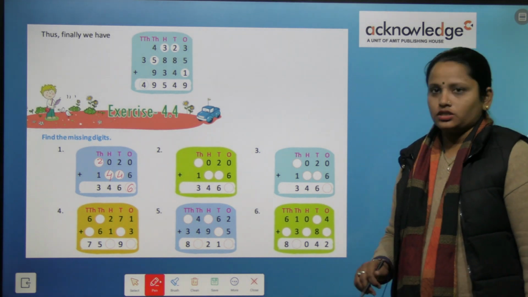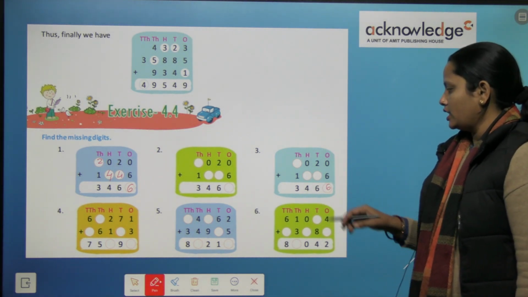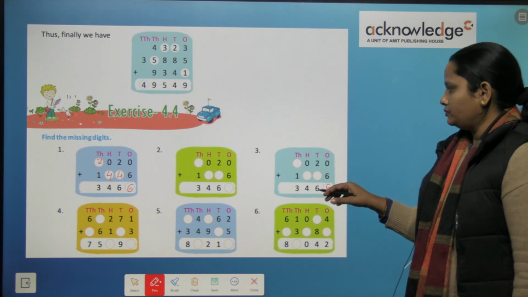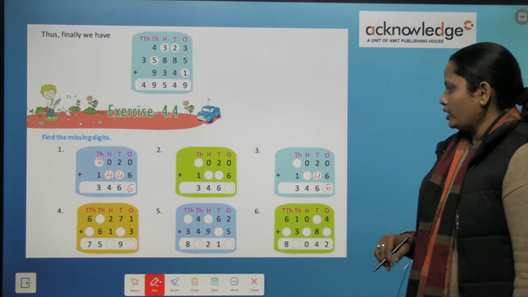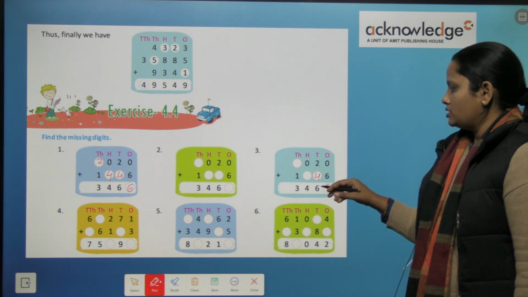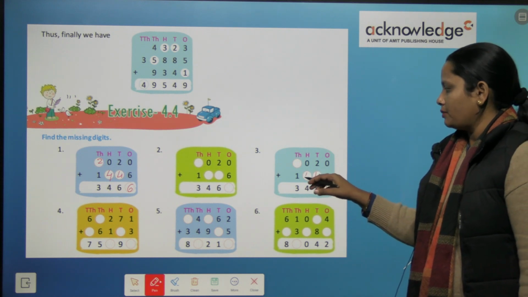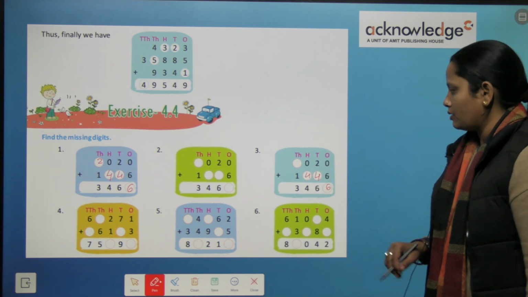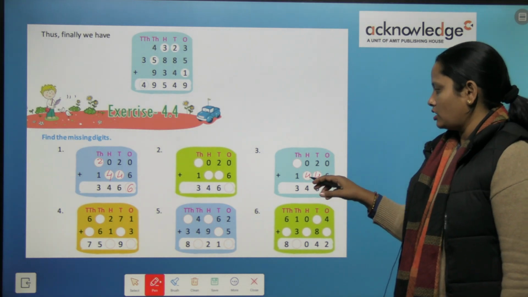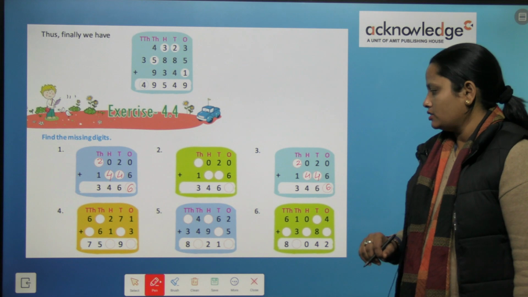Now let's do this third question. 6 plus 0 is 6 again. Again, यहाँ पे हमें 4 लिखना है. Next, 4 plus 2 is 6. अब यहाँ 4 दिया हुआ है. यहाँ पे क्या लिखना है? फिर से 4 लिखना है हमें. So 4 plus 0 is 4. Again, यहाँ पे 2 लिखेंगे. 2 plus 1 is 3.